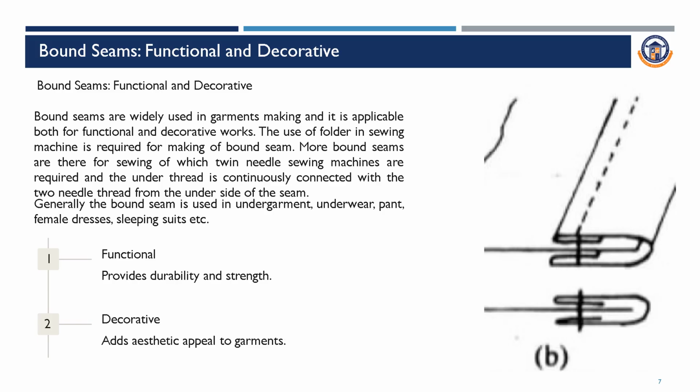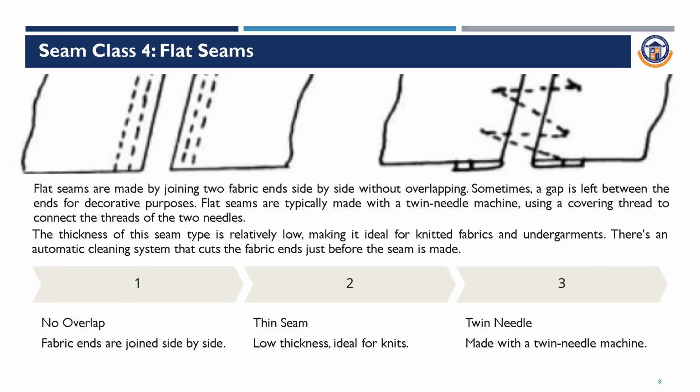Adds aesthetic appeal to the garment also. Seam class 4, flat seams. Flat seams are made by joining fabric ends side by side without overlapping. Sometimes a gap is left between the ends for decorative purpose.